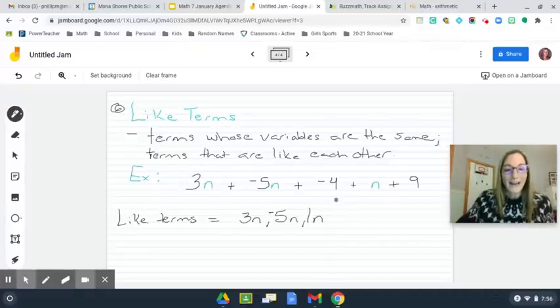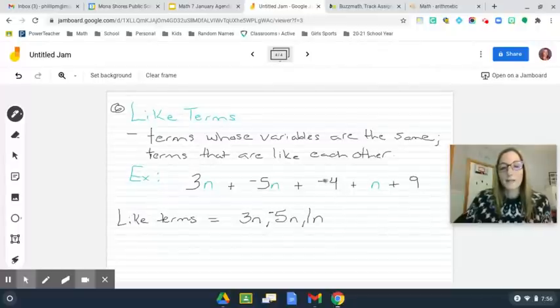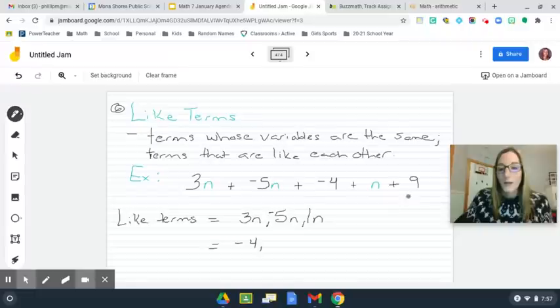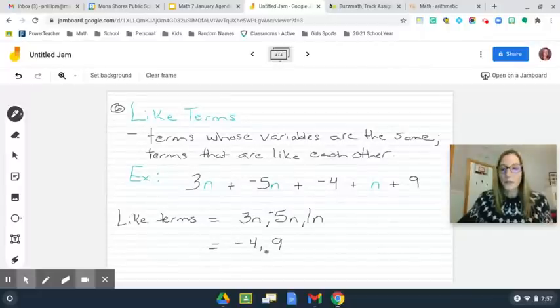Now, you have other like terms in here. We talked about constants, which are numbers without variables. So the other set of like terms here are negative 4 and 9. Again, these are constants, but yes, they're also considered like terms. They don't have a variable next to them. So in this expression, we would see only 2 sets of like terms, the n's and the constants.